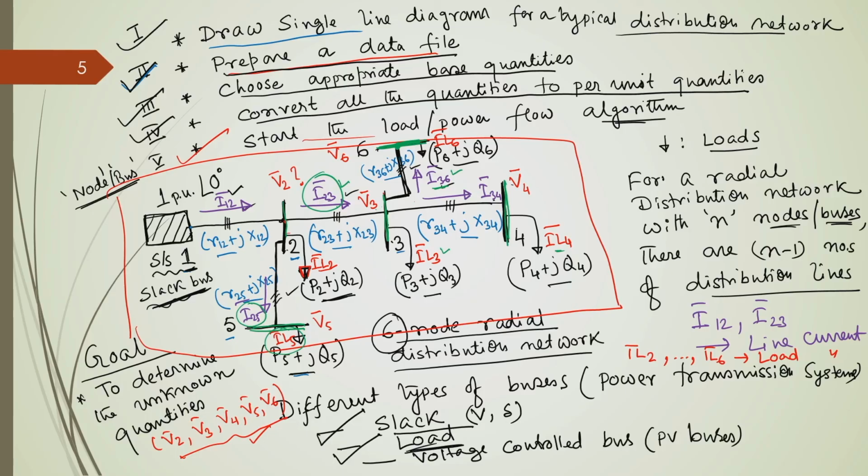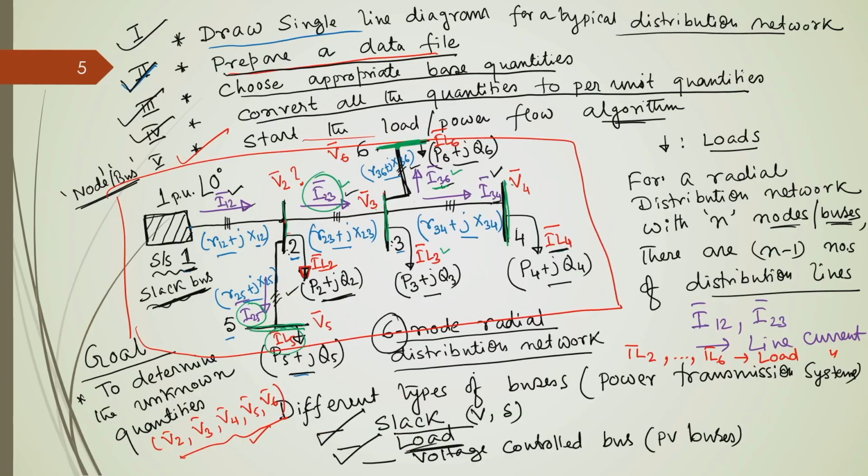Okay. But this I 34 is independent of the loads of node 2, node 3, node 5, node 6. So, you can easily determine it with simply the information of the load of node 4. Okay. So, that is why this backward sweep is done in the backward direction.